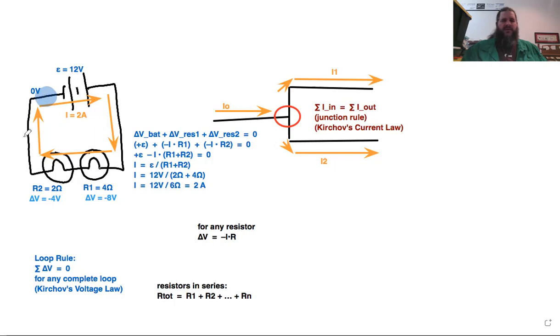How much does the voltage change if we move along a wire? It doesn't. So that means all the locations that are connected to this by wire, those are all at the same voltage. This entire region is a 0 volt region.